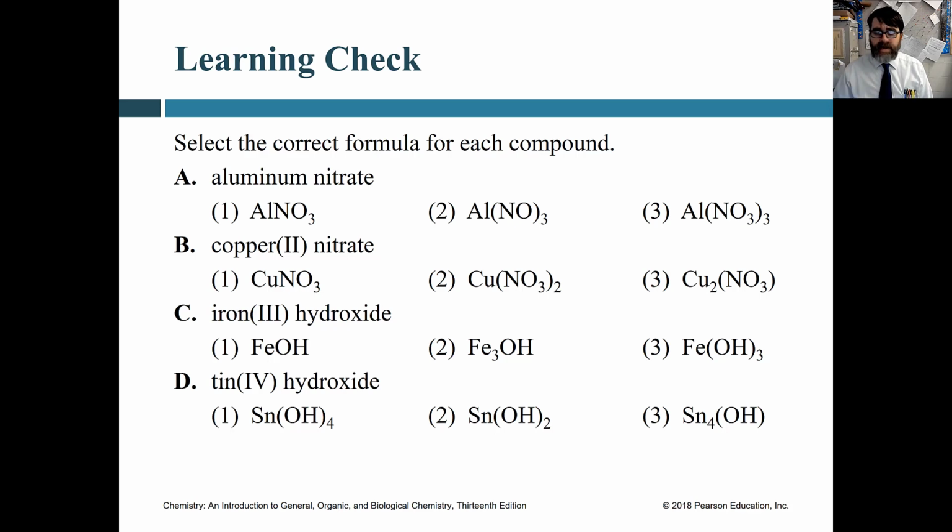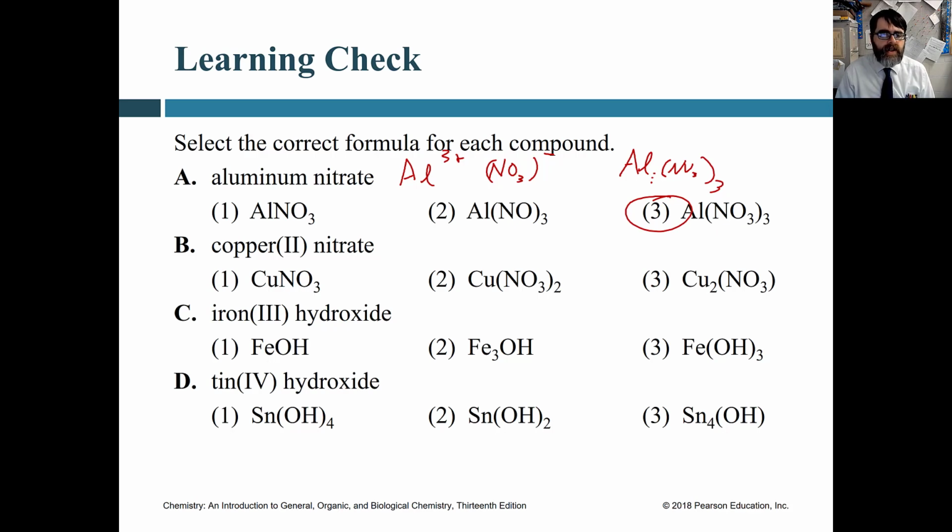This one here is set up as a multiple choice. I'm going to work it out the crisscross way, the way that I've been doing. So aluminum has a 3 plus charge. Nitrate is an NO3, and it has a 1 minus charge. So we do the crisscross thing, and we end up with Al(NO3)3, and so that one's going to be this one here.